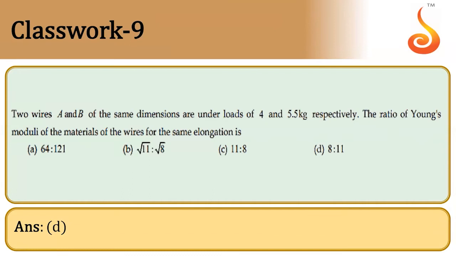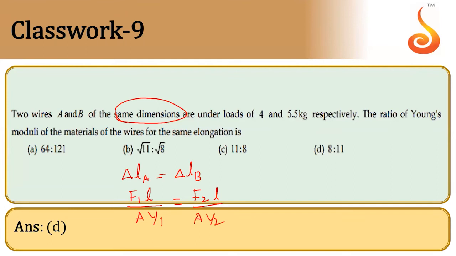So for the same elongation, the elongation in wire A is equal to the elongation in wire B. Same dimensions means length will be the same. What is the formula for delta L? Delta L is equal to F1 L divided by A Y1, which is equal to F2 L divided by A Y2. L gets cancelled. A gets cancelled.